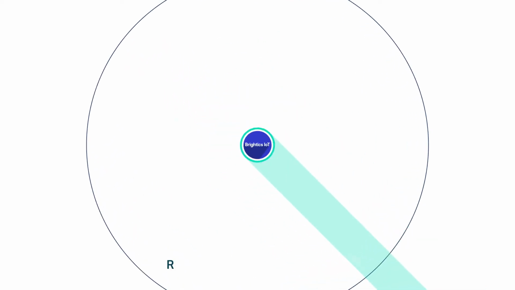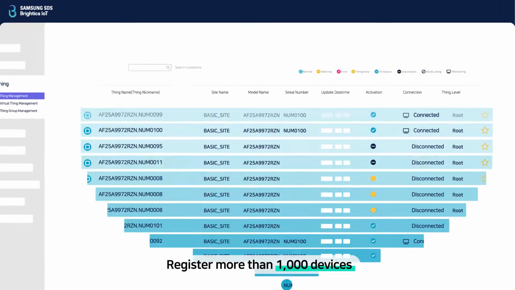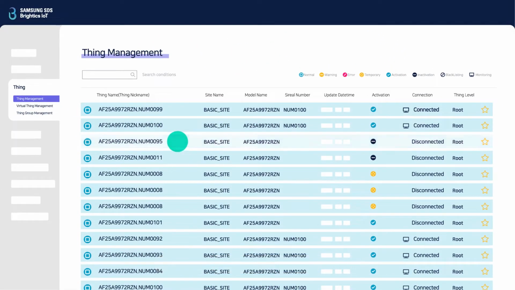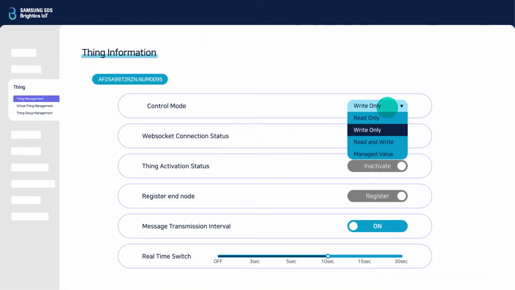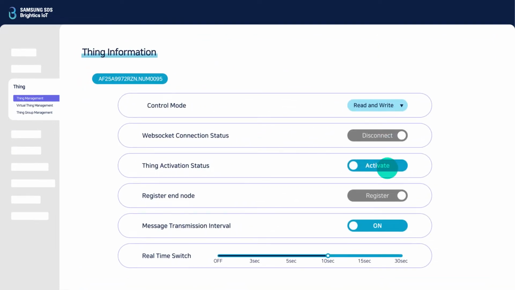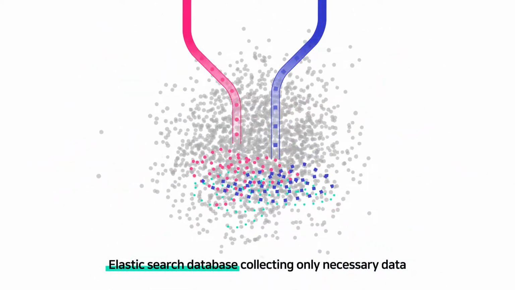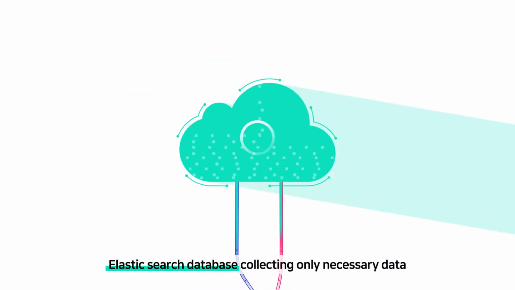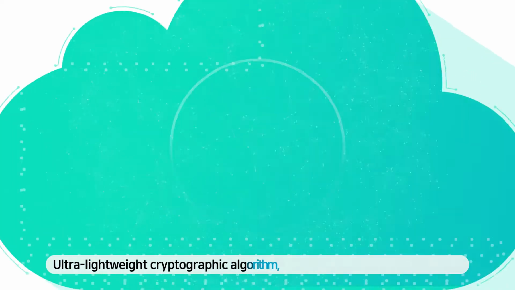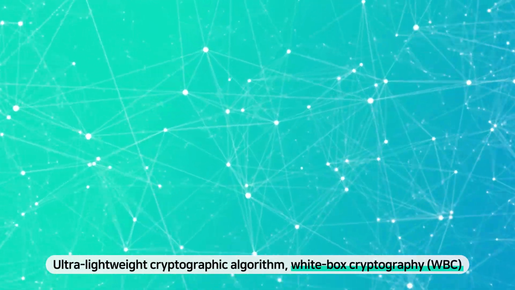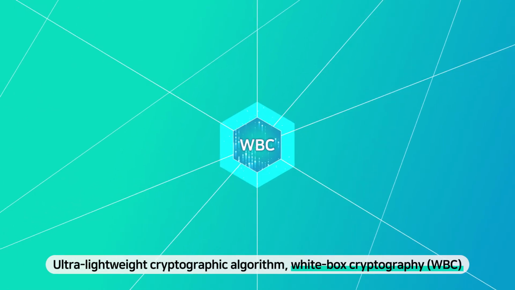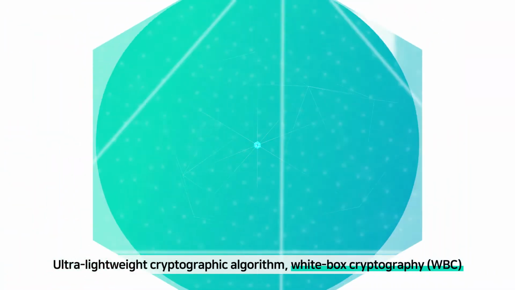With Brightics IoT, you can register a large number of devices with a single click. It also comes with powerful device monitoring and remote control features. No matter how large the data is, only necessary data is collected to enable quick data utilization. And all of these activities are protected by the ultra-lightweight cryptographic algorithm, optimized for IoT environments.